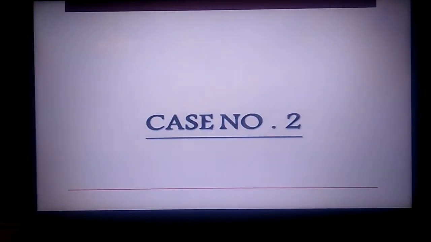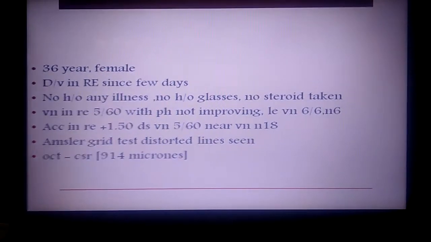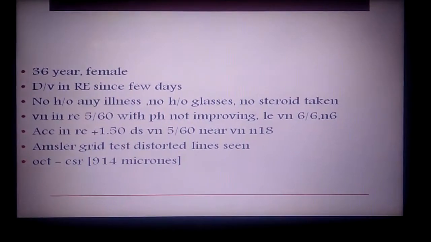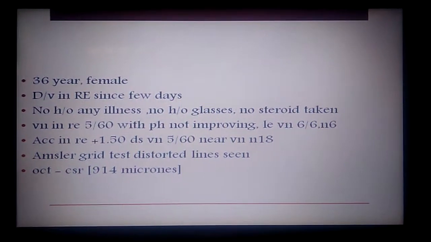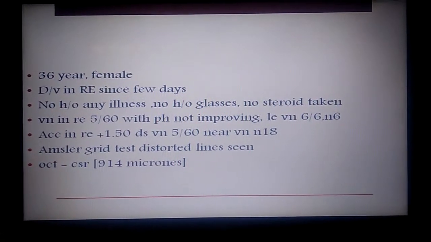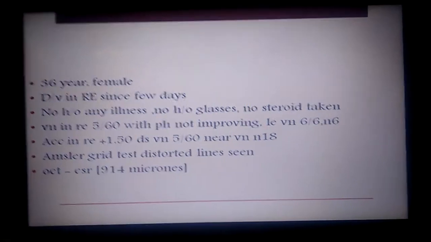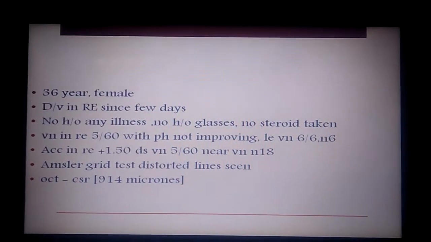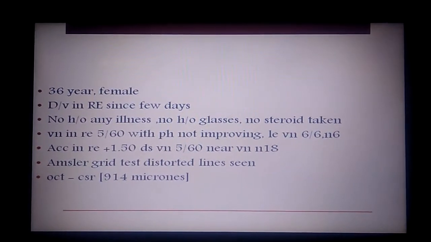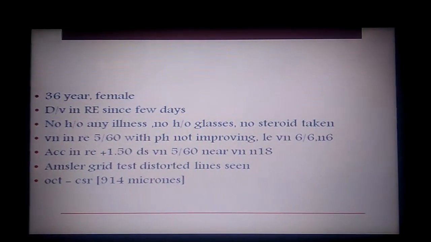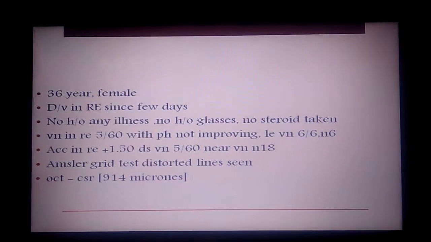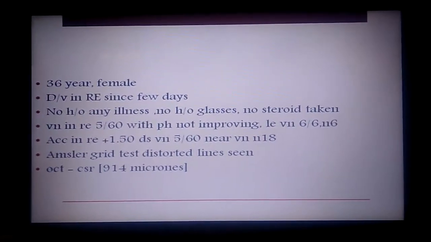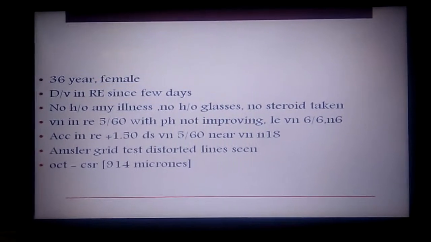Now case number 2: a 36-year-old female whose complaint is dimness of vision in the right eye since a few days. There is no history of illness and no history of glasses. There may be stress as a cause. Her vision in the right eye is 5/60, with no improvement with the pinhole, and the other eye has normal vision of 6/6. Refraction is 1.5 diopter spherical, but vision is still 5/60, and near vision is N18.